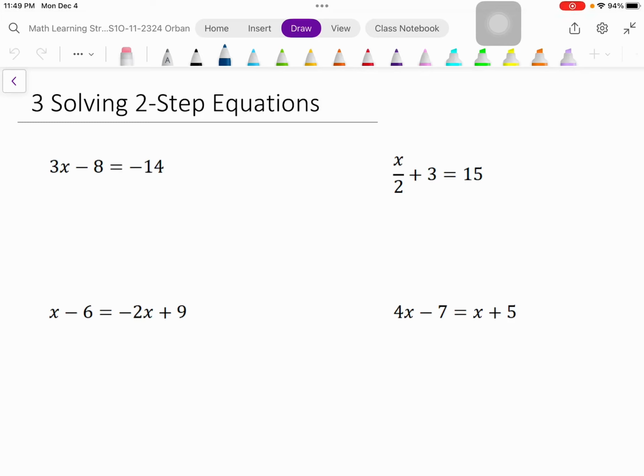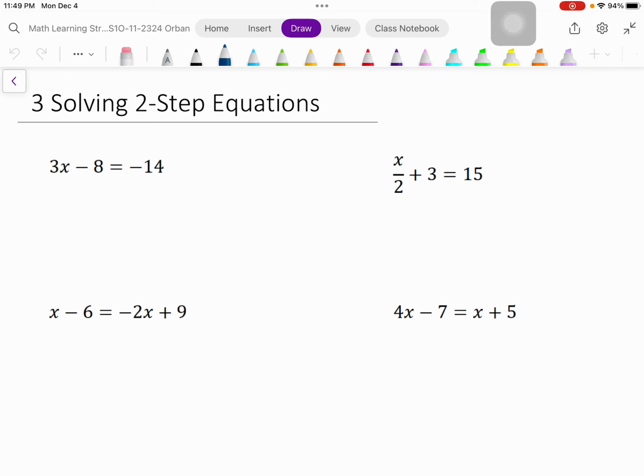In this lesson, we're going to look at solving two-step equations. So this time we have more than one thing that we need to do to isolate the x. So here I'm multiplying our unknown, our x, by 3, and then subtracting 8, and that's equal to negative 14. So I have to figure out what number I can multiply by 3 and then subtract 8, and my answer is negative 14. So I'm going to work backwards, and I'm first going to move the 8 over.